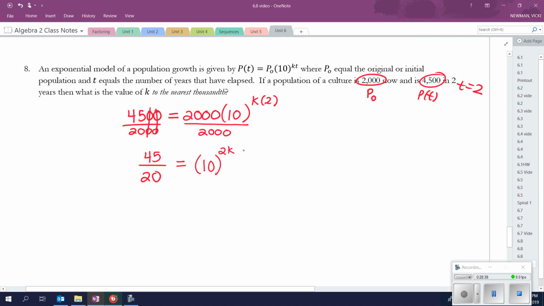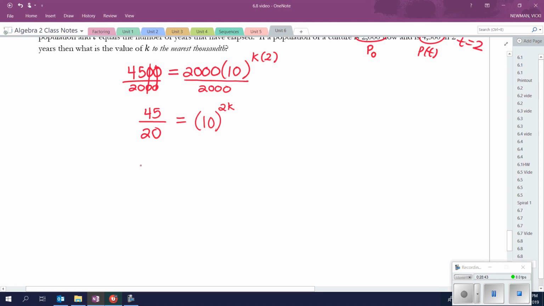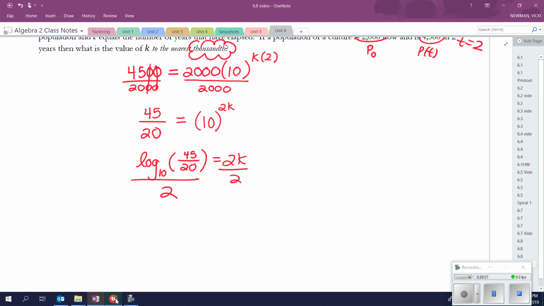So we're going to change the form. Log base 10 of our fraction is equal to 2k. Solve for k, so we're dividing by 2. And then type it in. You need to round to the nearest thousandth. Tens, hundredths, thousandths. So we need to round to 3, so we look at 4.